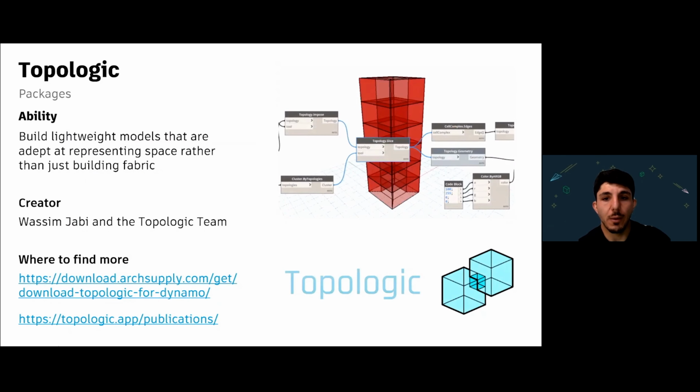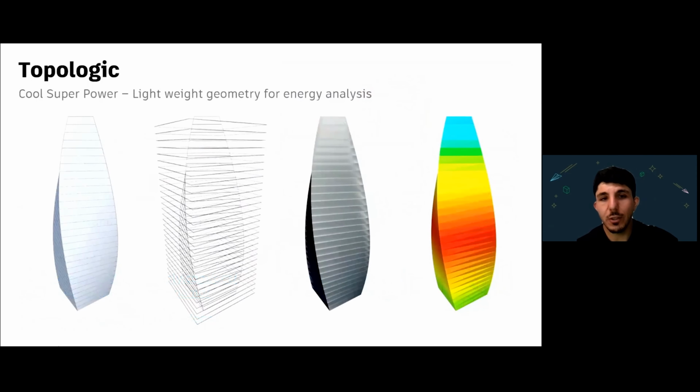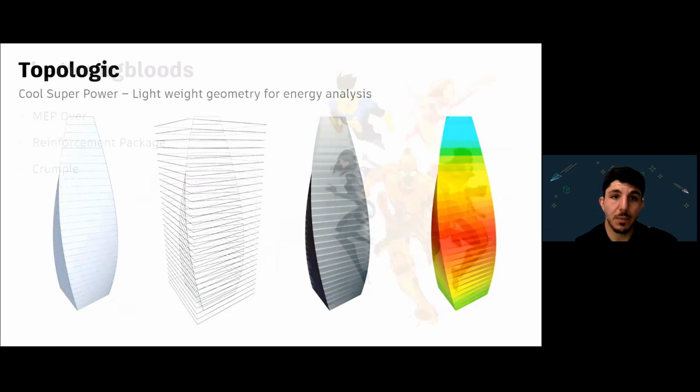Another great shape-shifting power is Topologic. It helps you build lightweight models with topologic geometry to help you study the geometry of models. Sometimes BIM models and Dynamo models can be pretty heavyweight. This is by Wassim Jabi and the Topologic team. Really cool tool. And because you can make lightweight geometry from it, you can do very rapid energy analysis. That's becoming a bigger part of the design world. So this is great if you want to use this superpower to study your energy models. Highly recommend checking this out.